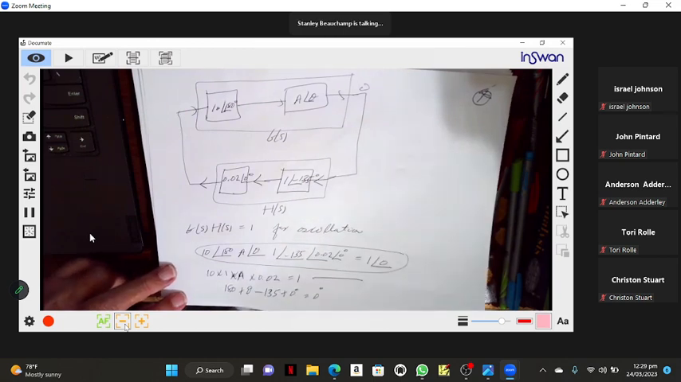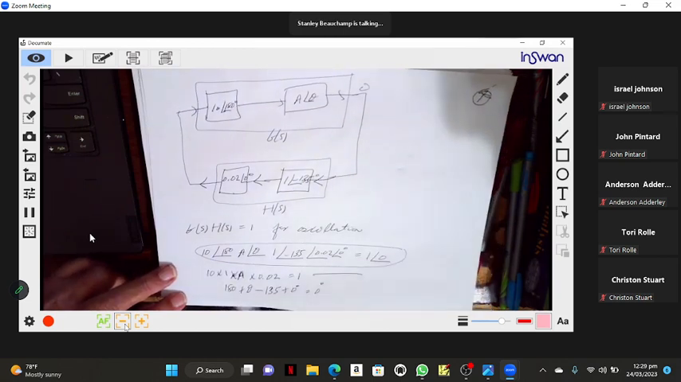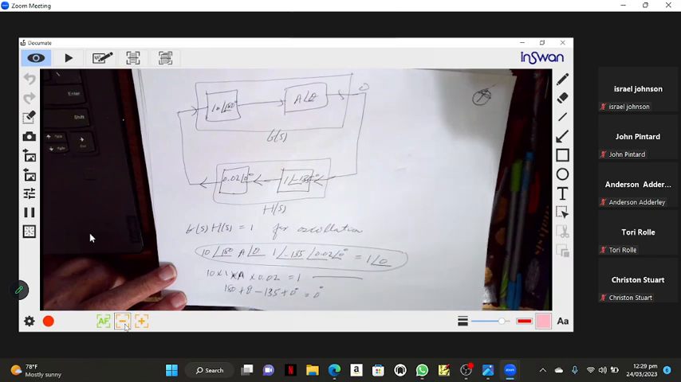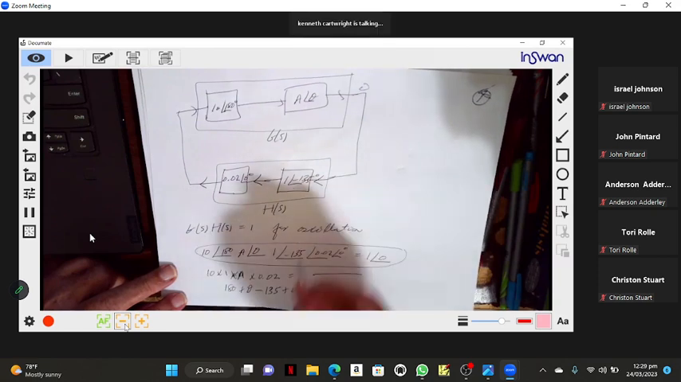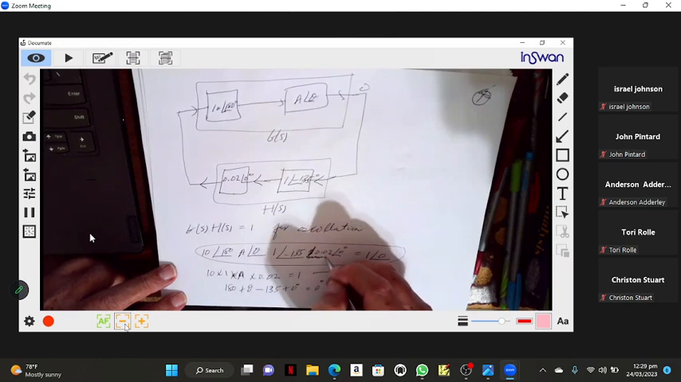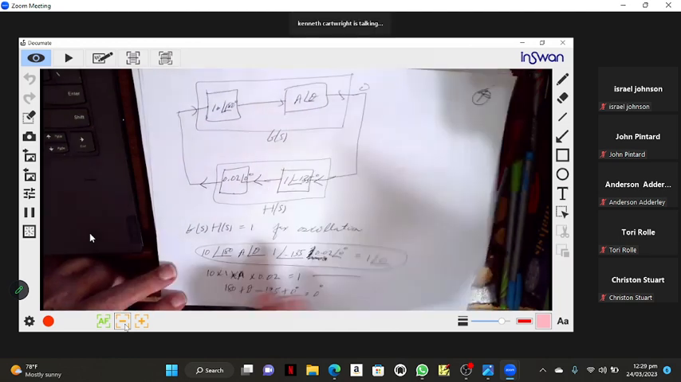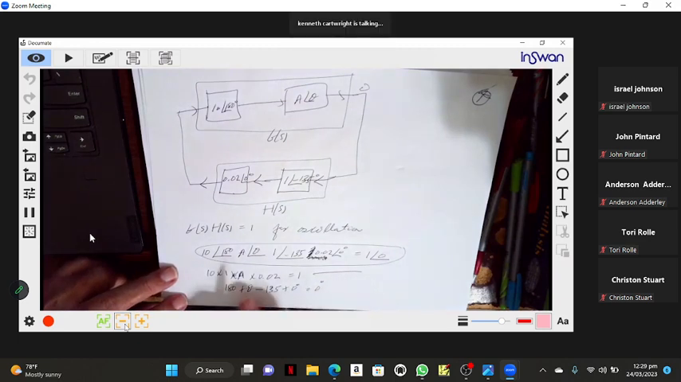Why do you have the angle sign in front of the 0.02? Oh, that's an error, sorry. Yeah, that's an error. But it doesn't change these two equations. Okay.